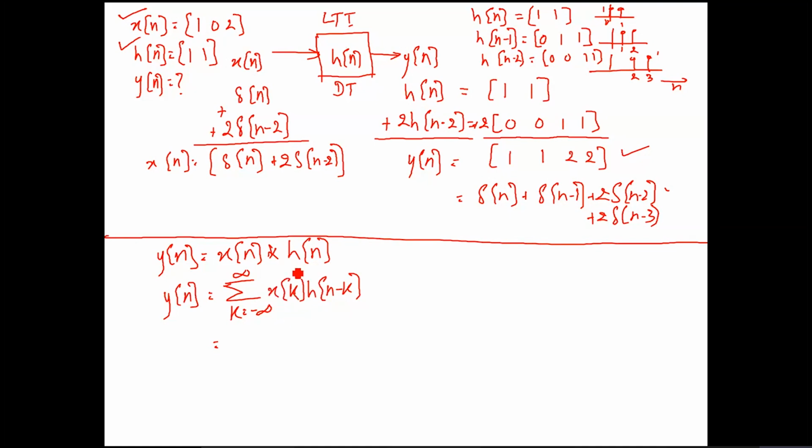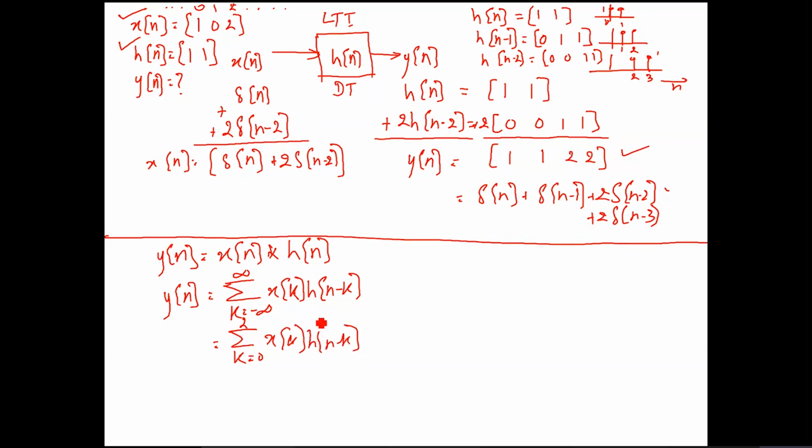Now k can be 0, 1, 2, 3. If you see here, we have a value for x of 0, x of 1 and x of 2. We don't have values for all the negative values of k or all the values of k greater than 3. We don't have values further here or further there. So x of k exists for k equal to 0, 1 and 2. Or in other words, the limits should be from k equal to 0 till 2, x of k, h of n minus k.